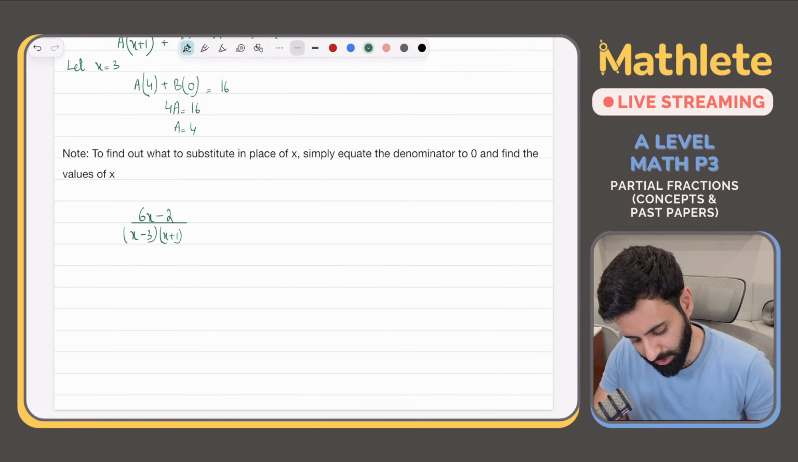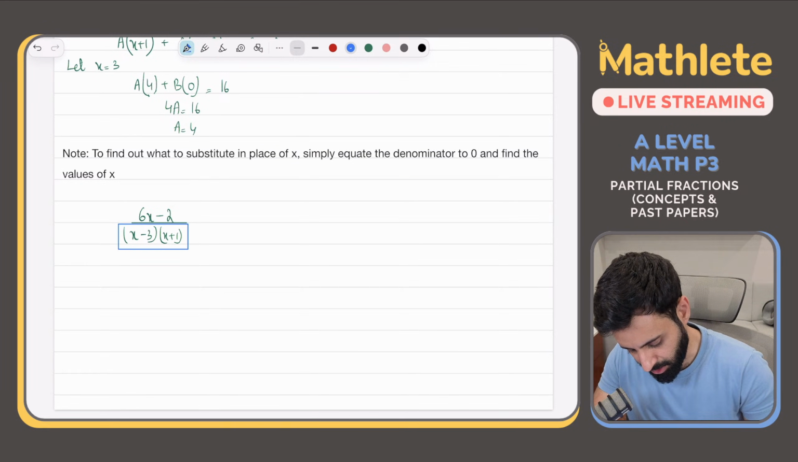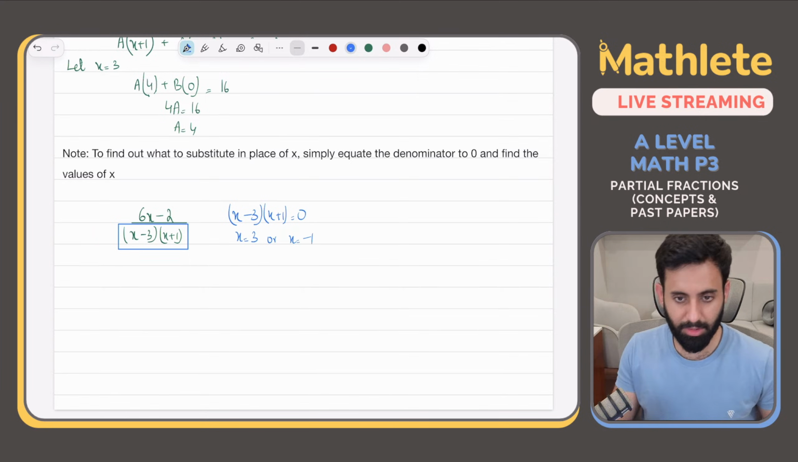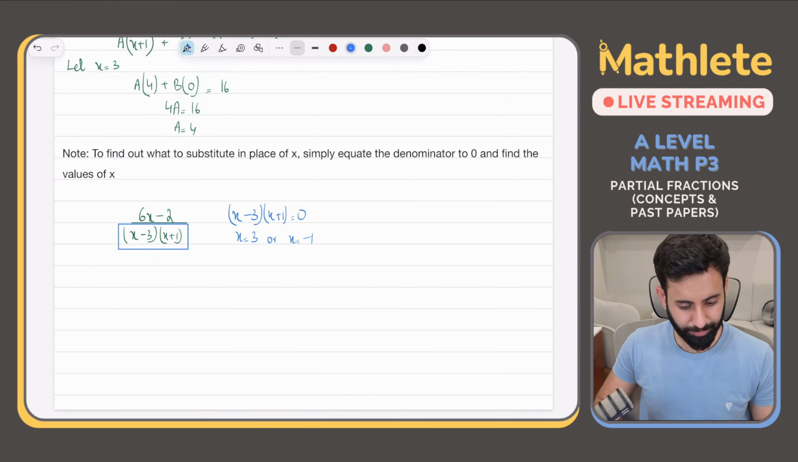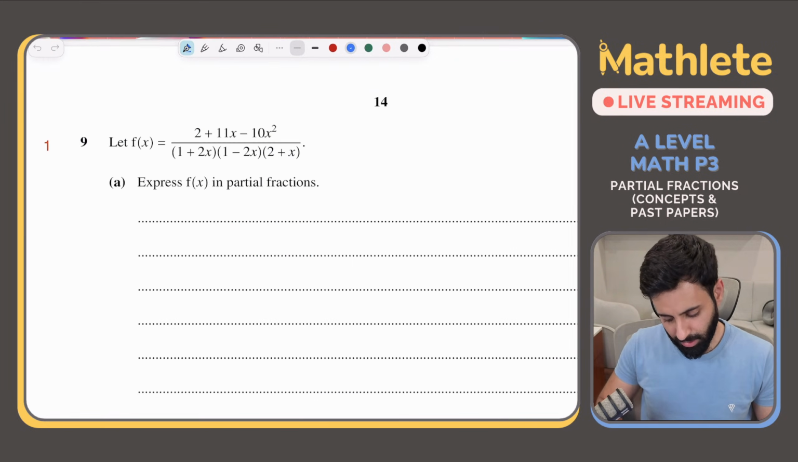Okay. So 6x minus 2, if I equate the denominator to 0, you can find out the values of x to substitute. That means (x minus 3)(x plus 1) equals 0. So x equals 3 or x equals minus 1. Okay, this is how you can find out the values to substitute. Now let's do a past paper question.